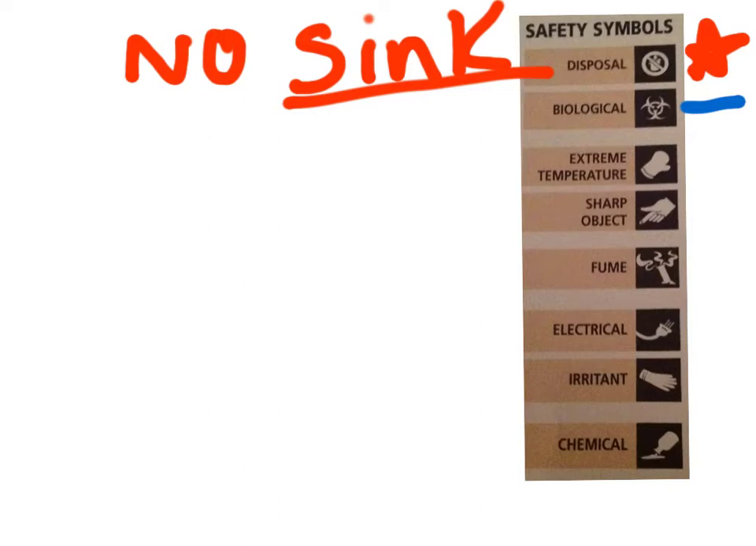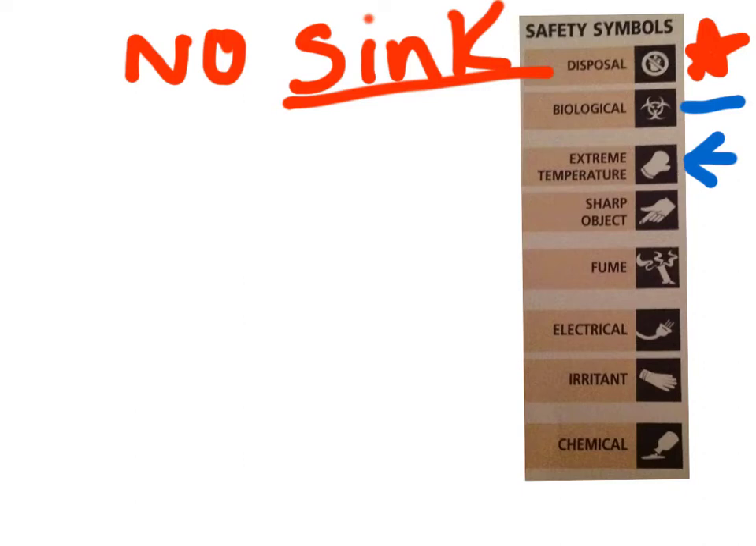After that, we have extreme temperature, which means that objects that can burn skin by being too cold or too hot. So we could either be dealing with Bunsen burners, hot plates, or things like liquid nitrogen, dry ice. Again, not something we do every day, but you want to make sure that you pay attention to this as well. The symbol does not mean put gloves on. Okay, it means that there's extreme temperature used.